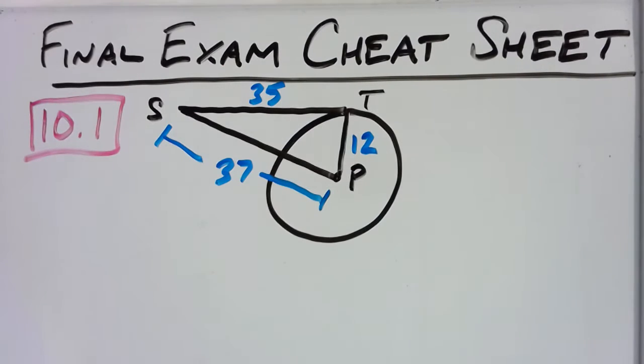All right, final exam cheat sheet. Picking up here with problem number 13. This will kick off chapter 10. This was the first chapter that we started coming back from spring break. And chapter 10 was about circles, which is one of the more familiar geometric shapes to us.